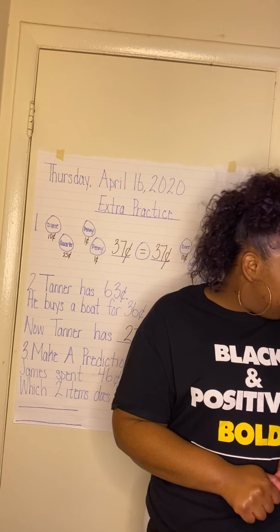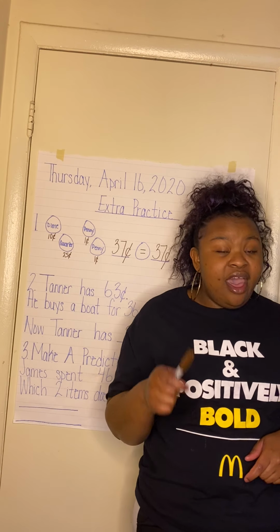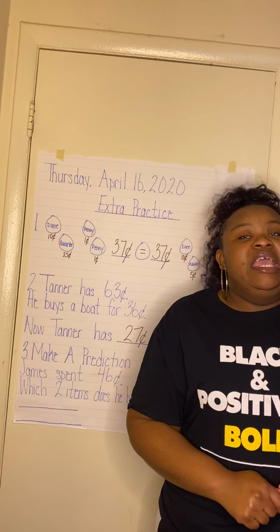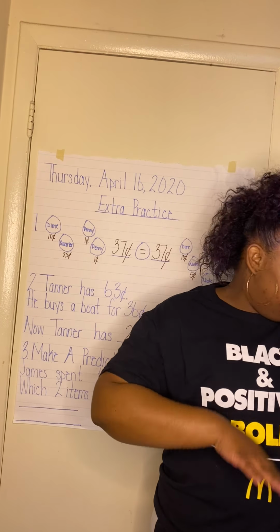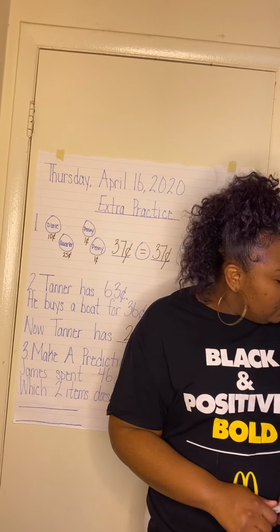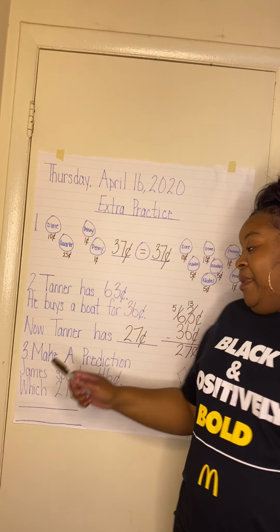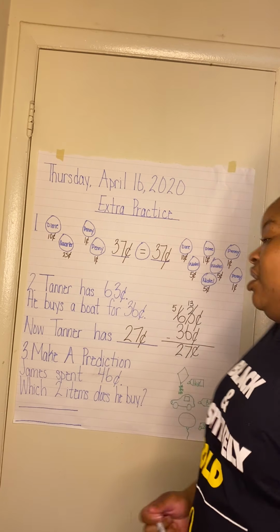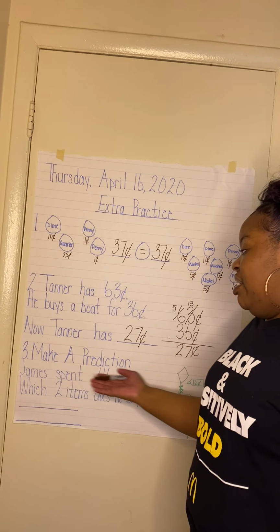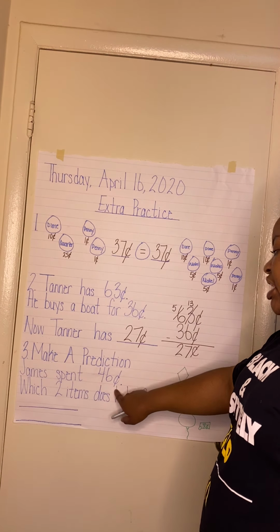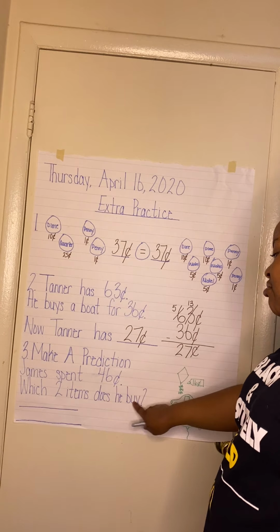So if you don't remember how to do your you have, you buy, and count on, just go right back to yesterday's video and it will really break it down into parts of how you do that, okay? All right, so right now, let's finish. Let's look at my number 3, okay? All right, so we're back to making a prediction. We're making a prediction. James spent 46 cents. Which 2 items does he buy?